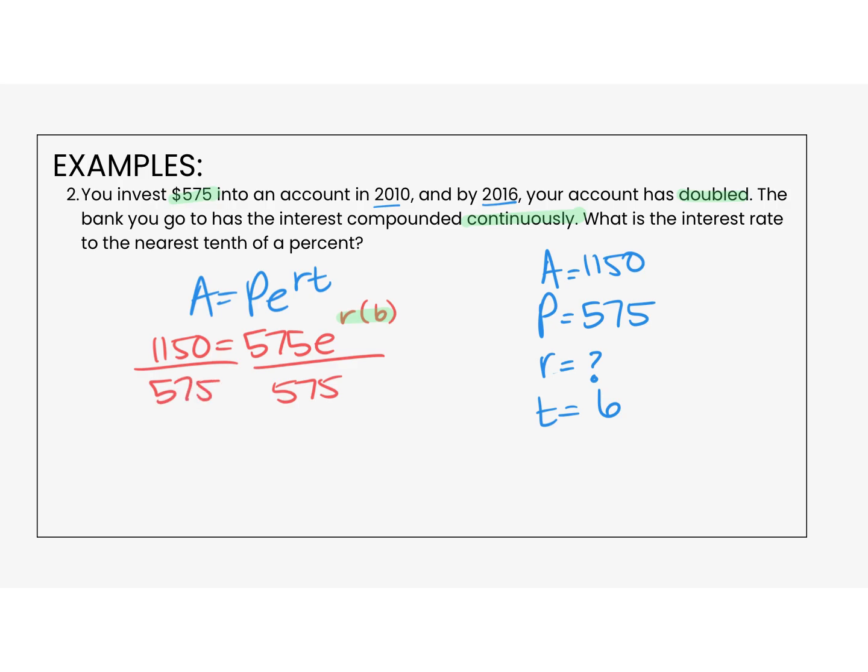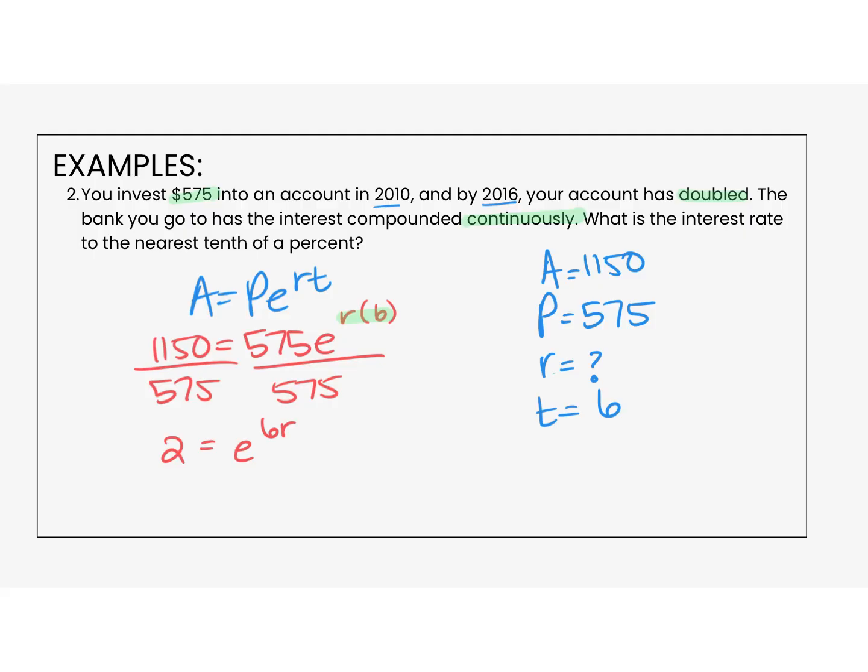exponential piece by itself. And that should be 2, right? Because the whole point of this is that it's doubling in that amount of time. So I get 2 equals e to the 6r. I'm just going to clean that up a little bit. So now we're back to what we just talked about previously with solving these exponential equations. And so we get to this point with the exponential piece isolated.